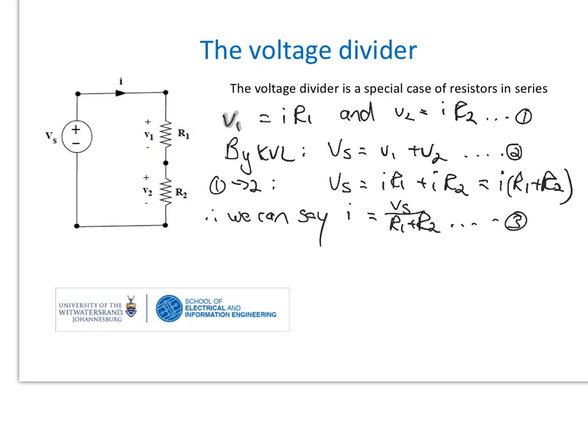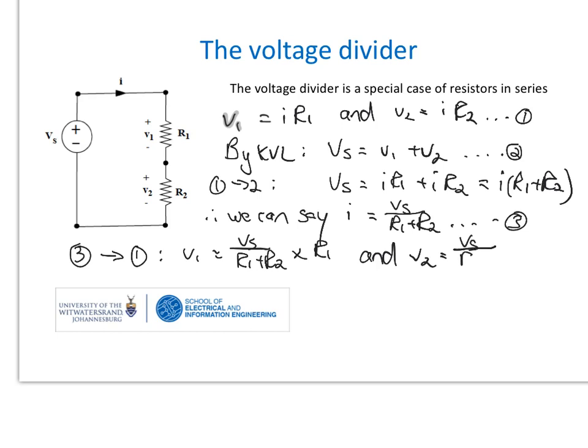And now we're going to put equation 3 into equation 1. And that gives us V1 is equal to Vs over R1 plus R2 times R1. And V2 is equal to Vs over R1 plus R2 times R2.